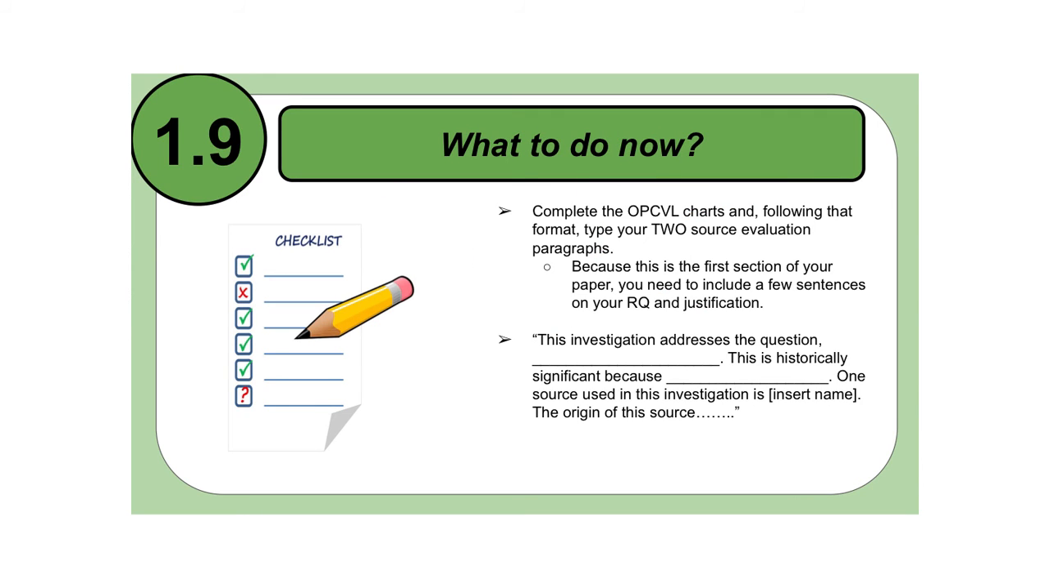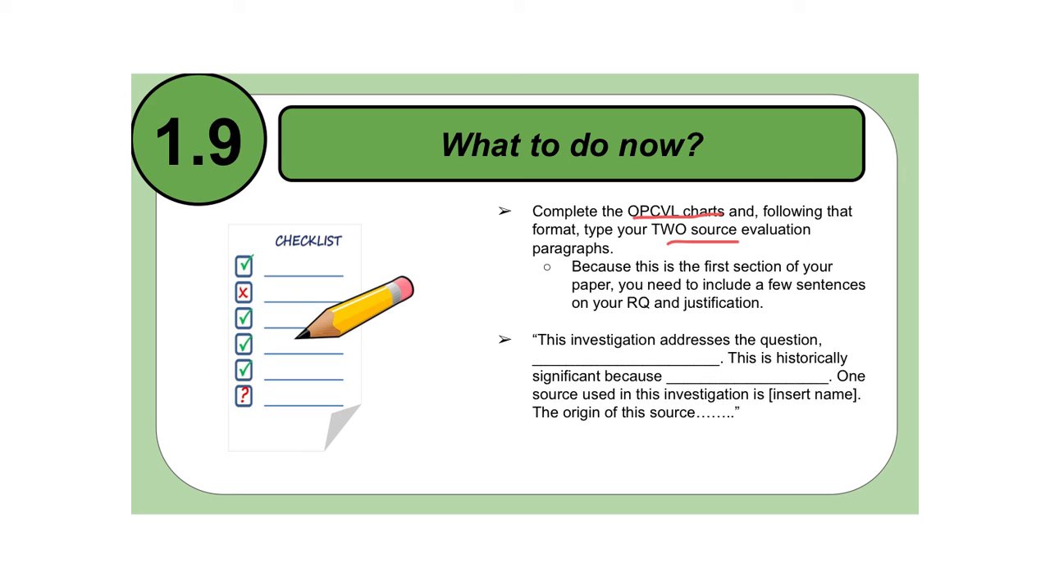Okay, so the question is what to do now. In your historical investigation workbook, you should find 2 OPCVL charts. You will complete those OPCVL charts, and then following that format, you will type your 2 source evaluation paragraphs.